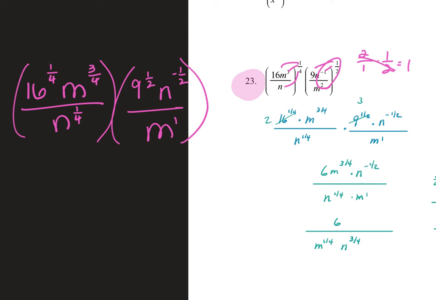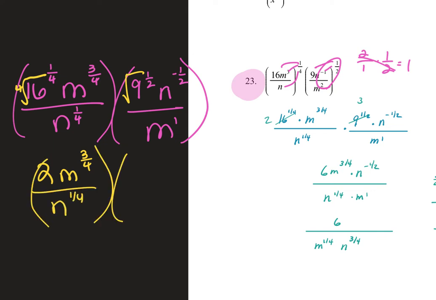With the constants, you can actually work these out. The fourth root of 16 is what that means, and that's 2. M to the 3/4. The 9 to the 1/2 is the square root of 9, so this would go over n to the 1/4. 9 to the 1/2 is 3 because it's square root of 9. I'm going to move the n to the 1/2 to the bottom. And I'm going to leave that m that's already there.